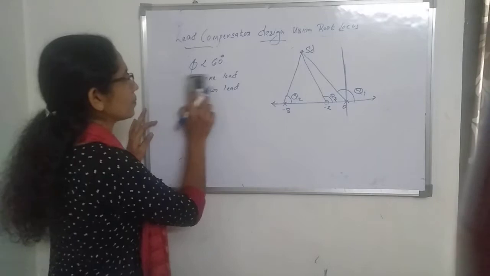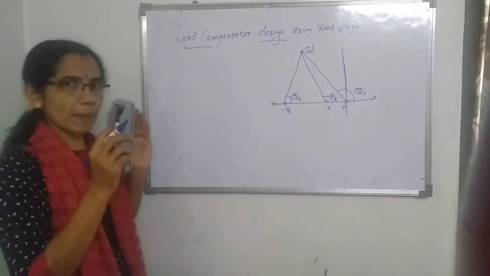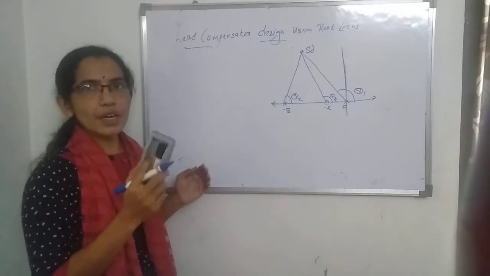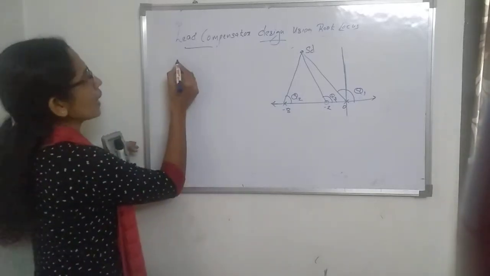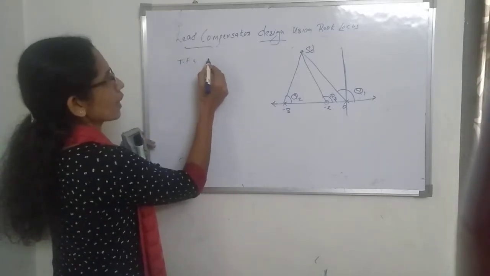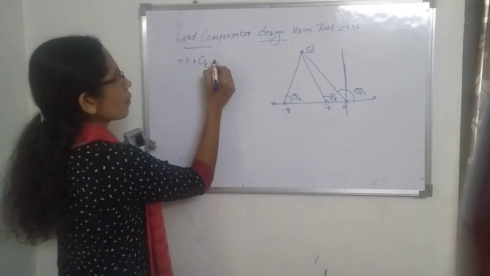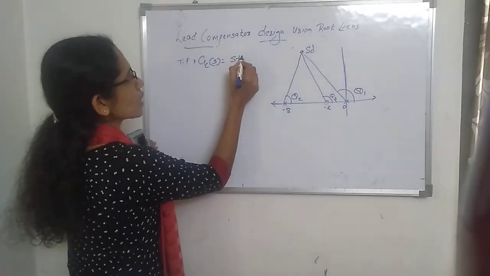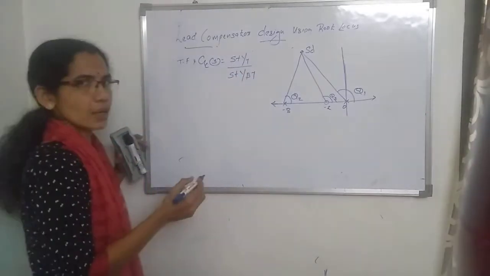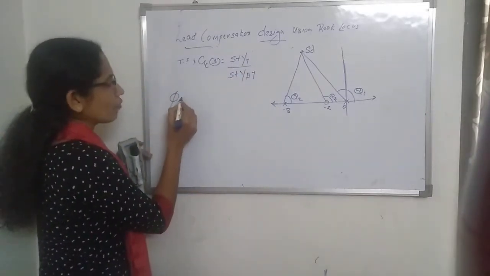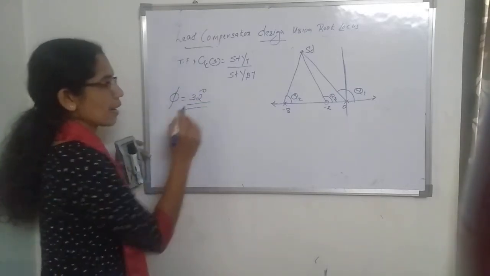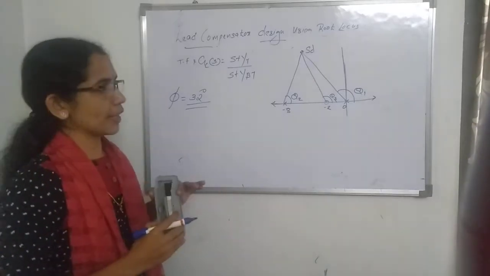Next, our primary aim is to find the poles and zeros, or the transfer function, of the lead compensator. The transfer function of the lead compensator, GC of s, equals s plus 1 by T divided by s plus 1 by beta T. Here we got the value of phi. For example, let phi be equal to 32 degrees, just for an example.